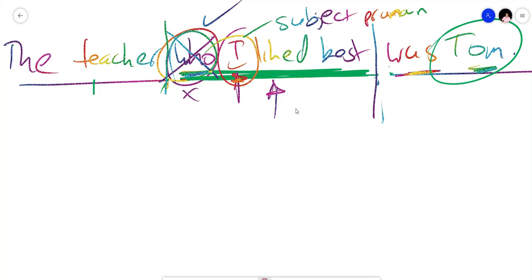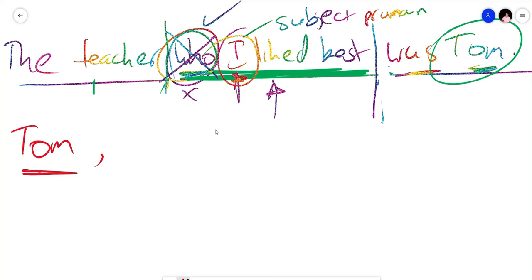The next example I'm going to give you is an example of a non-defining relative clause. So a non-defining relative clause could be Tom. So how many Toms are there at the college? Well, I know for a fact there's only one Tom working at that college. So because I know that, I'm going to write about him and I'm going to write some extra information about him using a non-defining relative clause, which is separated by commas.